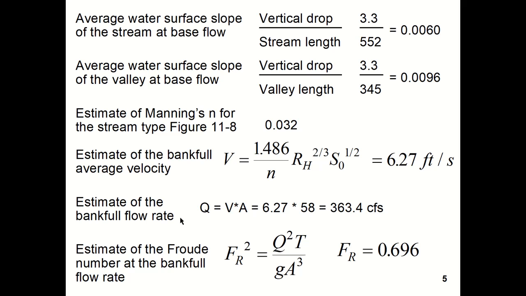The bankful flow rate can be estimated simply as the bankful cross-sectional area, which is the 58 square feet, times the bankful average velocity. So the estimated bankful flow rate is 363.4 CFS. And then we would get the bankful Froude number, which you can see would be 0.696. Notice this part of the calculations is similar to what we've been doing through the entire class.